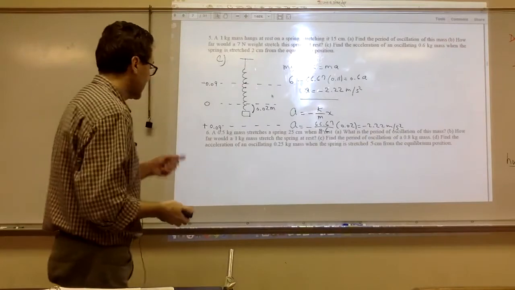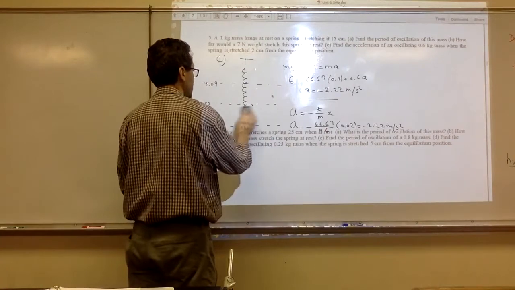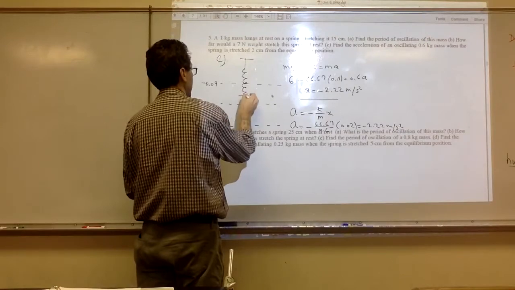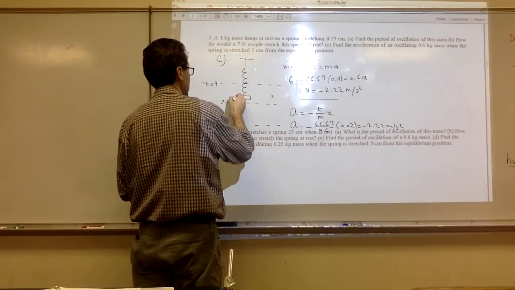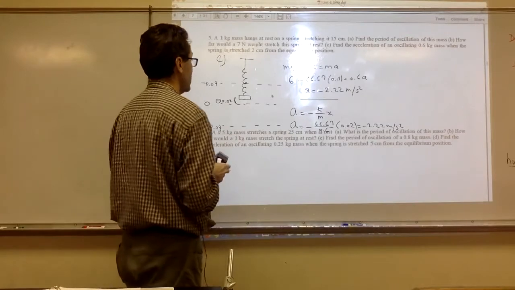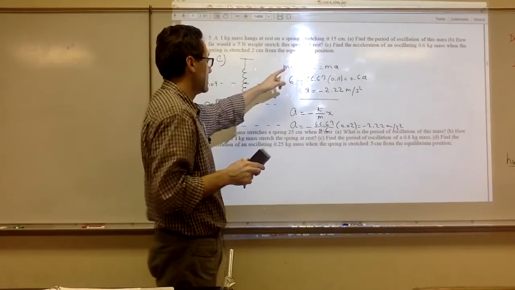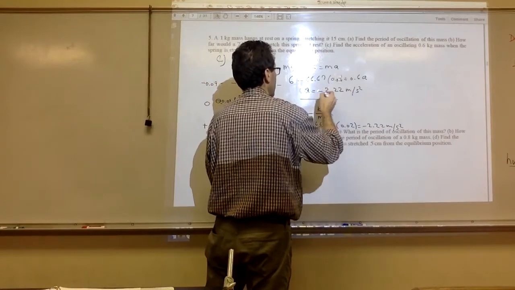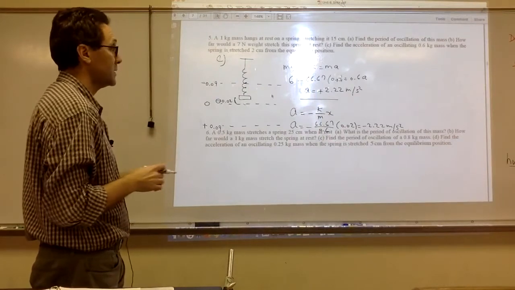Okay? I'm not going to do number 6. It's pretty similar, but what I'm going to do here is say, what happens if it's compressed by 0.02? So this x here has to be negative. Let's see how this works if we get the same answer. If I try to do it with the first method here, which I do not recommend in this case, this 0.11 will become 0.07. And if you do the math, you'll get positive 2.22.